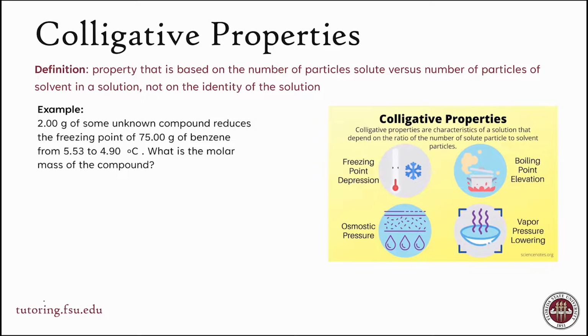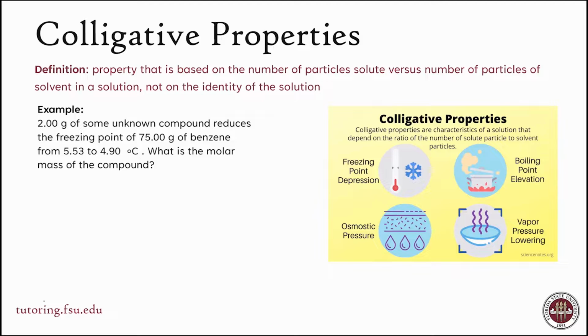Now we're going to be talking about colligative properties. A colligative property is based on the number of particles of solute versus the particles of solvent in a solution. Remember that a solution is made up of solute and solvent, where the solute is dissolved in the solvent. These properties can be freezing point depression, boiling point elevation, vapor pressure alterations, and osmotic pressure. Let's walk through a problem together.